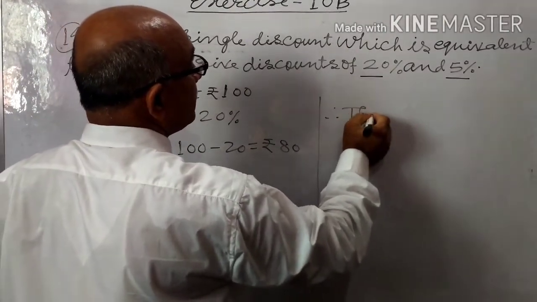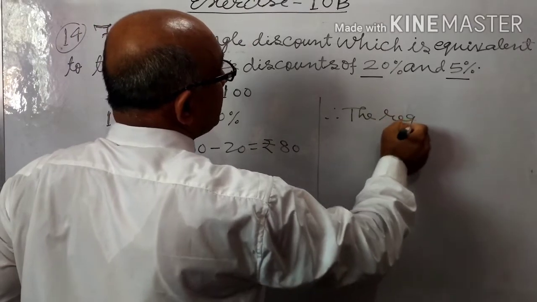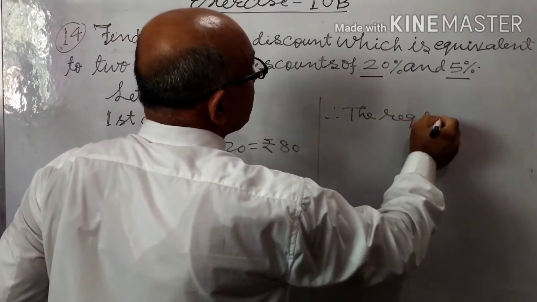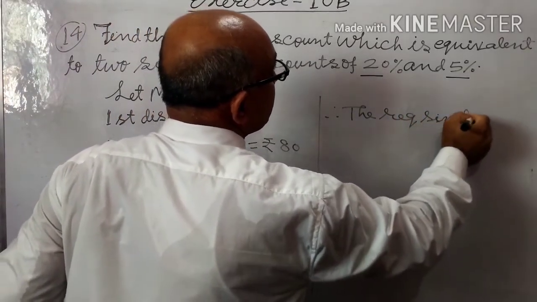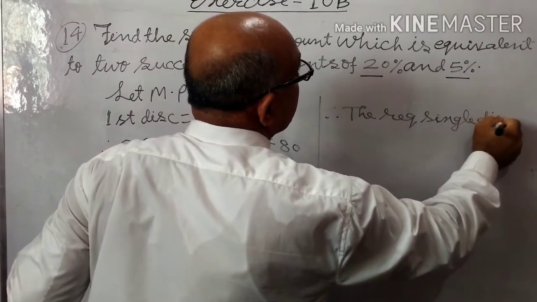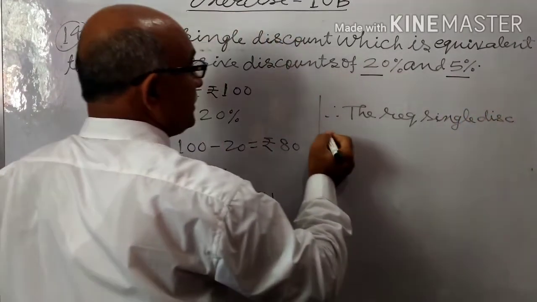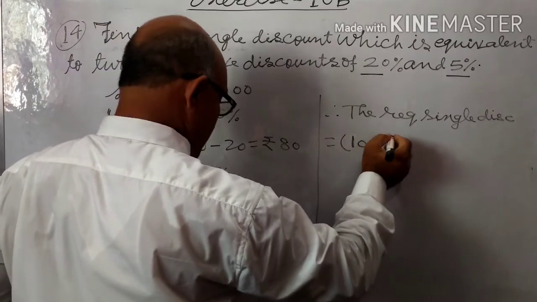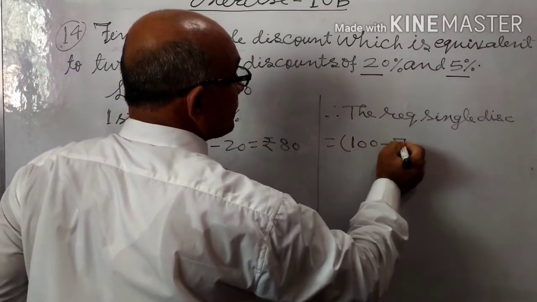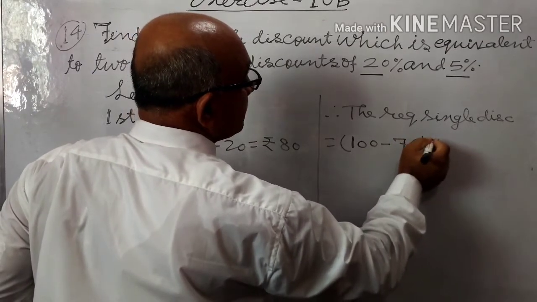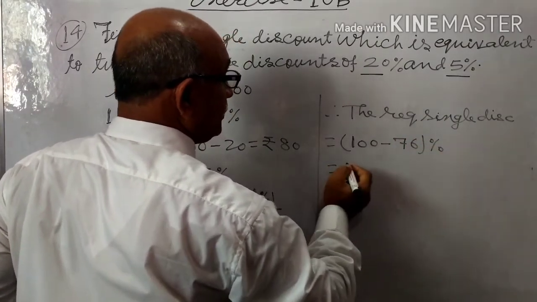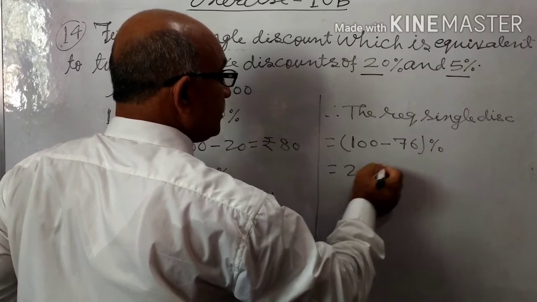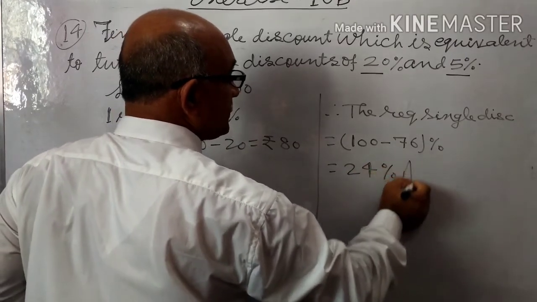Therefore the required single discount equal to 100 minus 76%, equal to 24%. Answer.